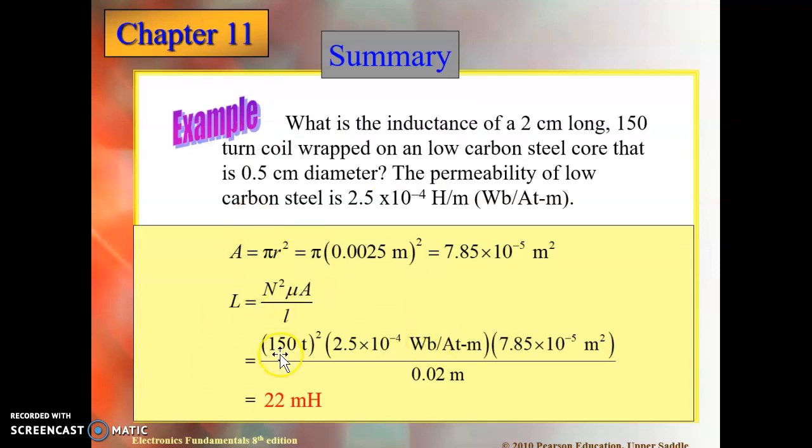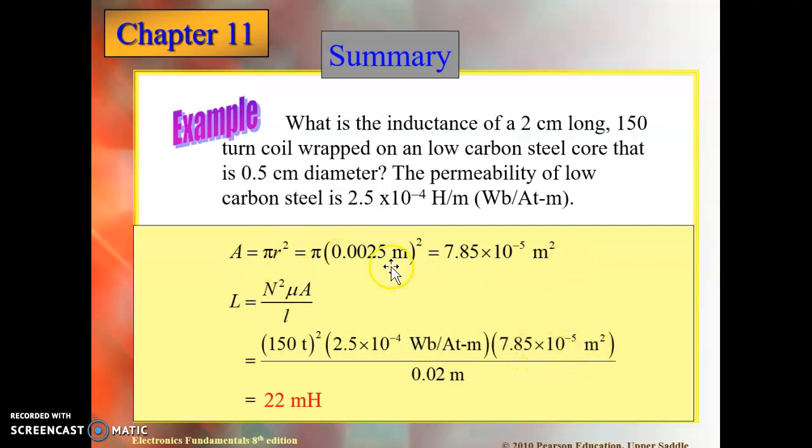Here is an example in case we would actually wrap or design our own inductor. What is the inductance of a 2 centimeter long, 150 turn coil wrapping a low carbon steel core that is 0.5 centimeter in diameter? The permeability of low carbon steel is given to us. The area is always going to be a circle. The turns are squared. The permeability is given to us.